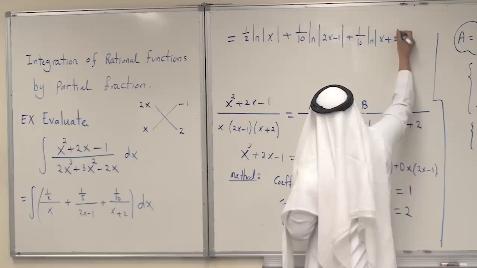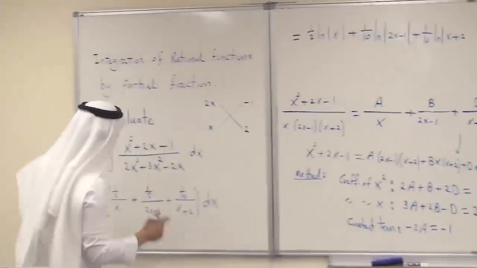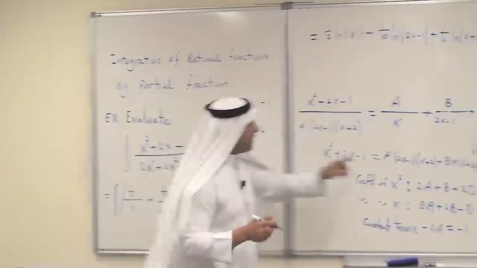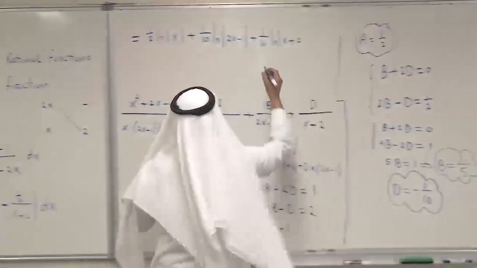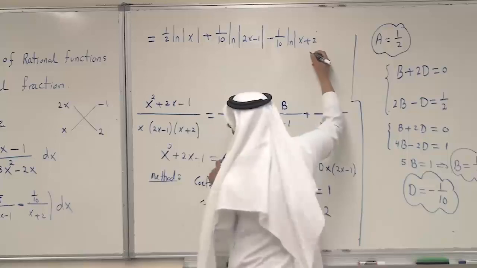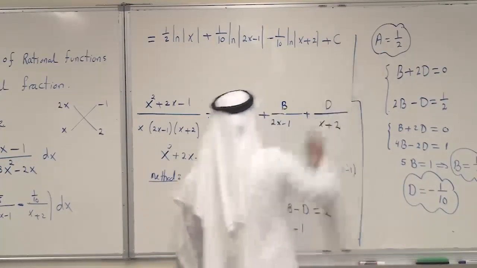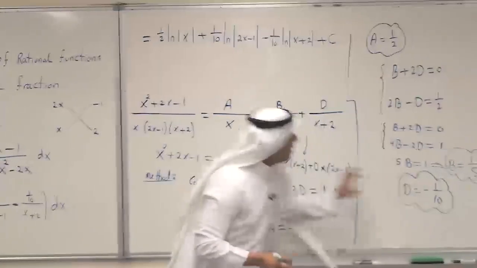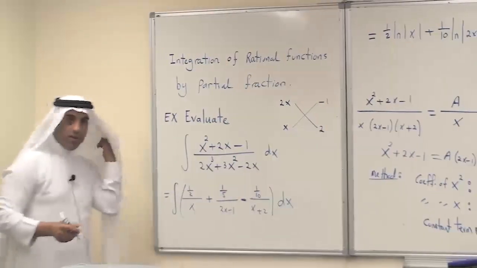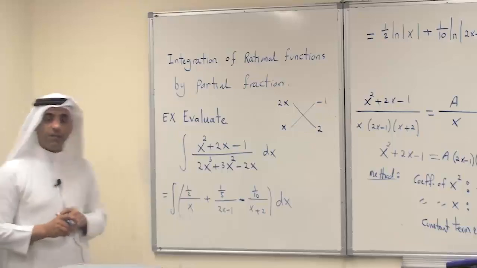And that is what we have here, I substituted for D by 1 over 10. This is supposed to be minus 1 over 10 because D is minus 1 over 10. So this is supposed to be minus 1 over 10 ln of x plus 2. And finally, I need to add a constant of integration. Actually, we copied this one wrongly in the substitution, but this is supposed to be minus 1 over 10, not 1 over 10. So that's the final answer. You can see the beauty now of partial fraction.